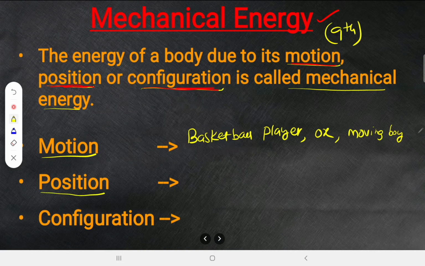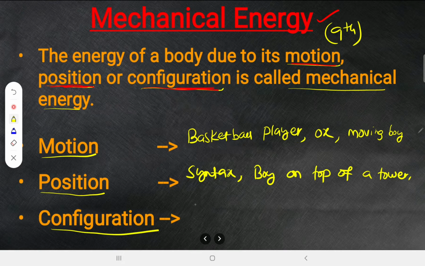Now how about energy due to position? Water in a syntax tank was due to position, and a boy on top of a tower had energy due to position only. Now how about configuration? You have seen the bow and arrow. He pulled it, and that is why it got the energy; that is due to configuration. A spring is also due to configuration. You must have seen some toys made of springs, which get energy due to configuration.